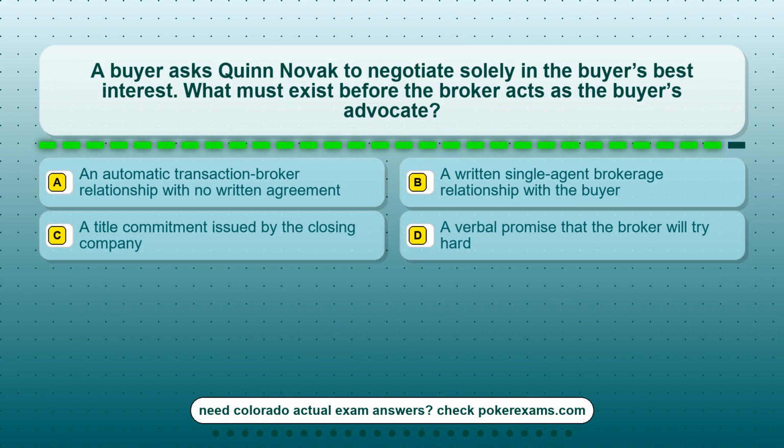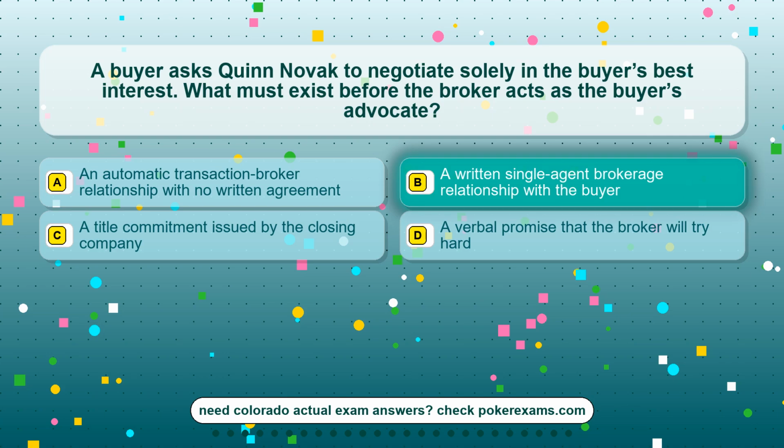Question 6. A buyer asks Quinn Novak to negotiate solely in the buyer's best interest. What must exist before the broker acts as the buyer's advocate? Option A, an automatic transaction-broker relationship with no written agreement. Option B, a written single-agent brokerage relationship with the buyer. Option C, a title commitment issued by the closing company. Option D, a verbal promise that the broker will try hard.